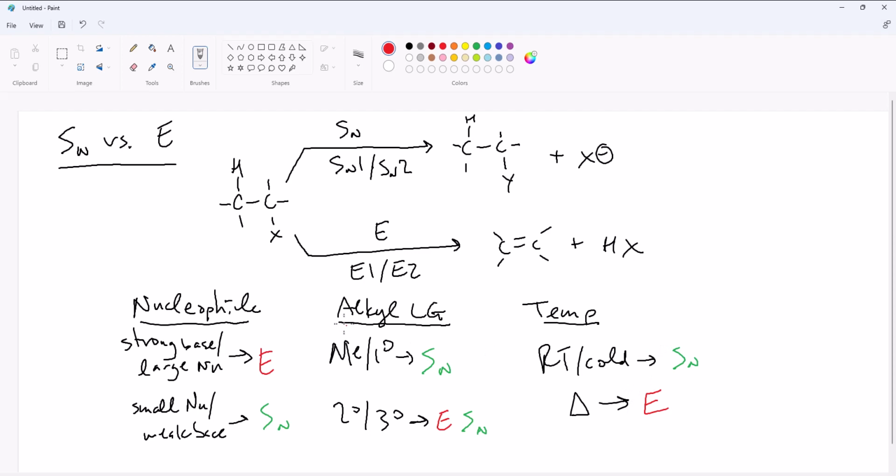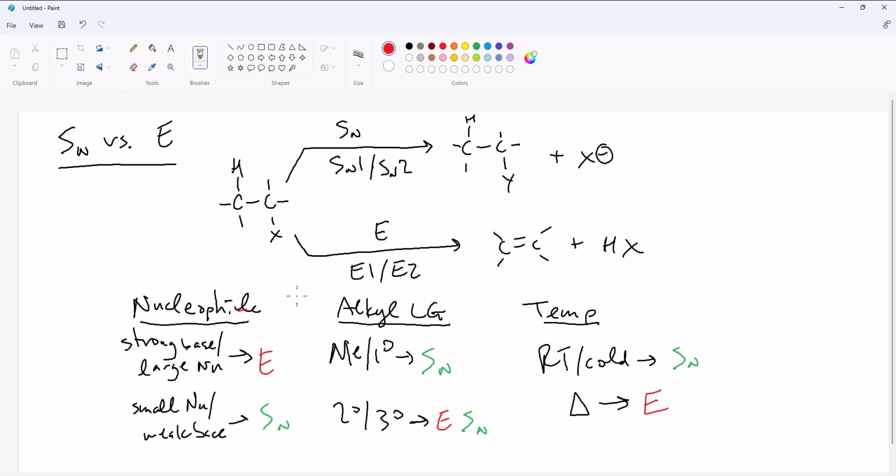So again, strong base is going to favor eliminations. Weak base is going to favor nucleophilic substitution. If it's methyl or primary, we're going to favor substitution. Again, we don't have that steric bulk blocking us from doing the substitution. And secondary or tertiary could go either way depending on the other reaction conditions. If we are at room temperature or cold, we're going to favor the nucleophilic substitution. And if we add heat, we will favor the elimination pathway.